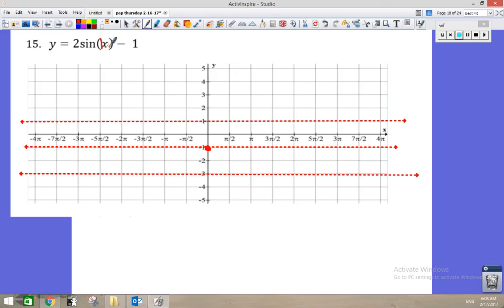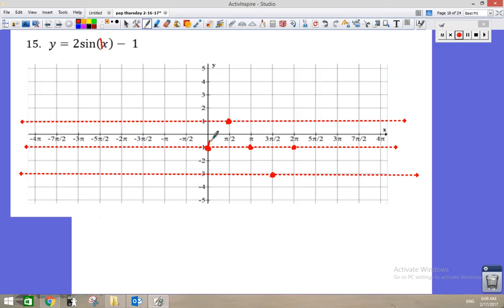There is no shift to the left or to the right, so I'm going to start right here at the center line. See, normally you'd start at the origin, but it's been pushed down 1, and my period is 2 pi, so my pattern goes up, comes back to the center line, goes down to the min, comes back up to the center line.